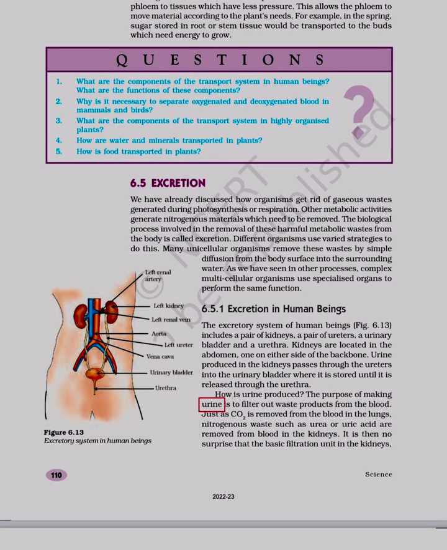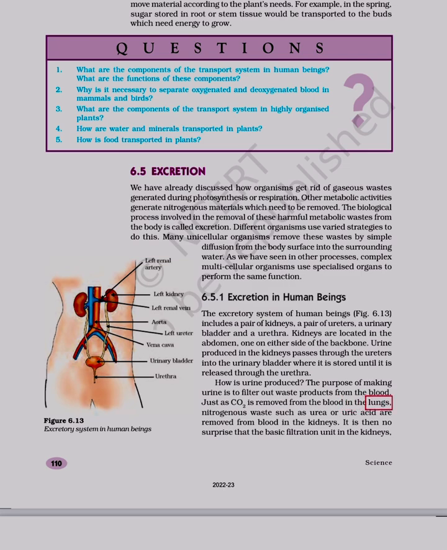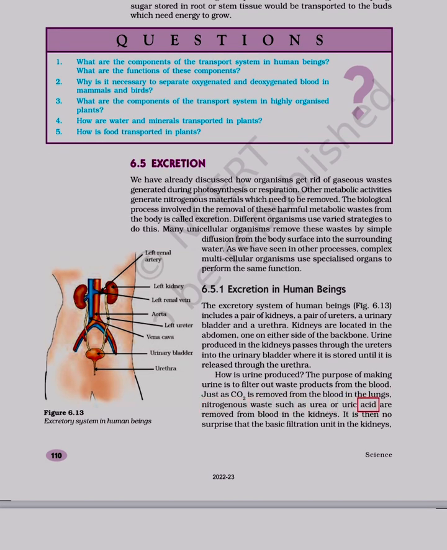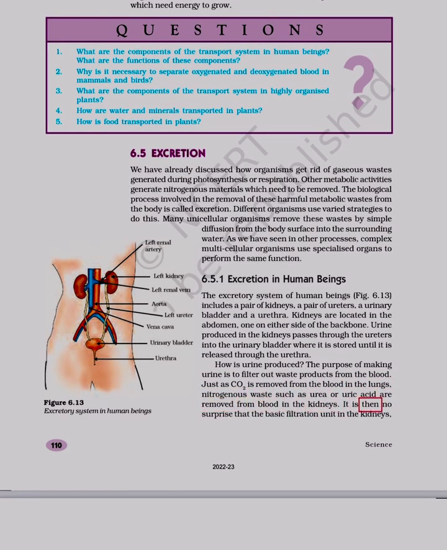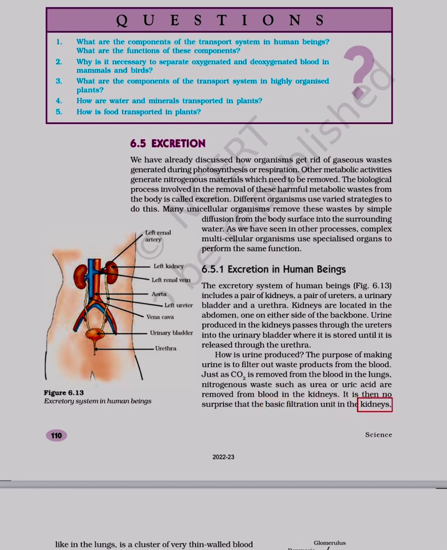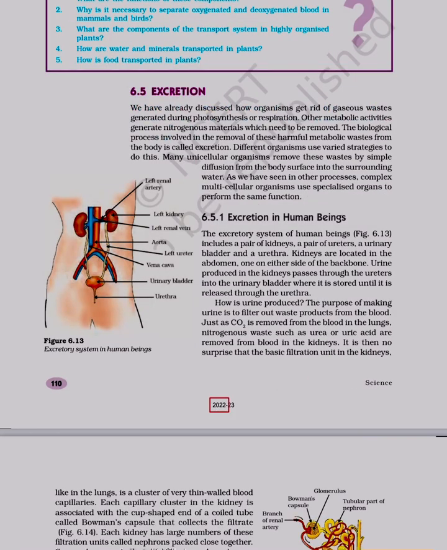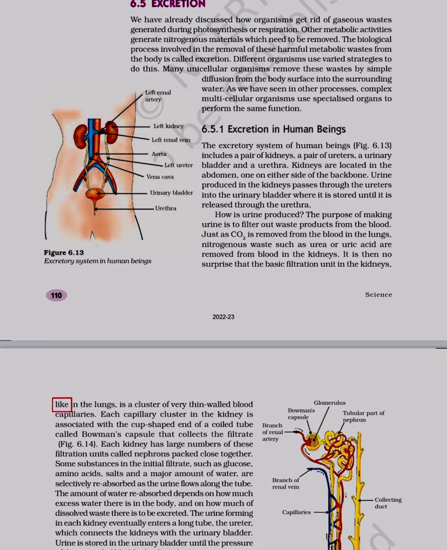The purpose of making urine is to filter out waste products from the blood. Just as CO2 is removed from the blood in the lungs, nitrogenous waste such as urea or uric acid are removed from blood in the kidneys. It is then no surprise that the basic filtration unit in the kidneys, like in the lungs, is a cluster of very thin walled blood capillaries.